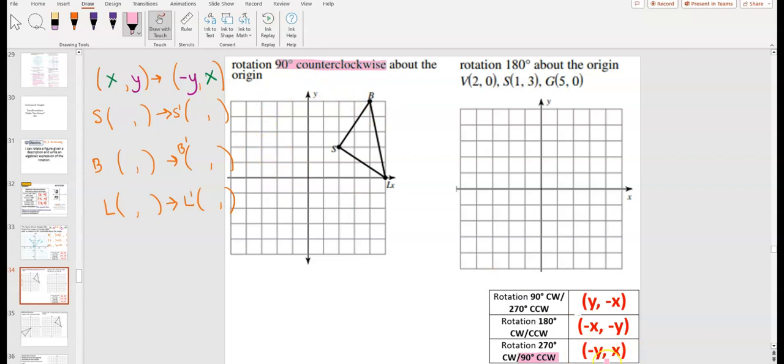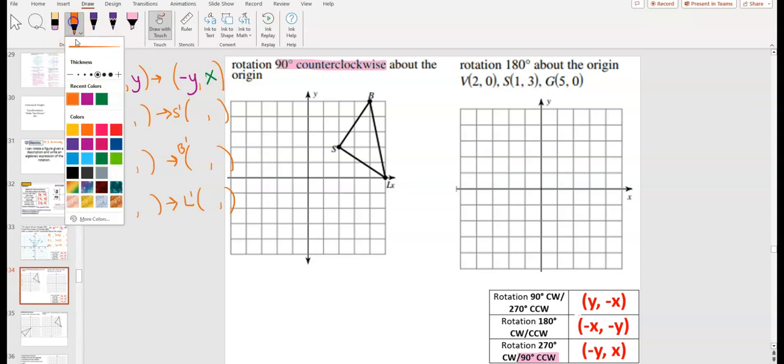So I need to use this algebraic representation here. I need to remember that 90 degrees counterclockwise is (negative y, x). So I'm flip-flopping x and y again, but this time instead of making x negative, I'm making y negative. Okay, so we're going to start to write this out.